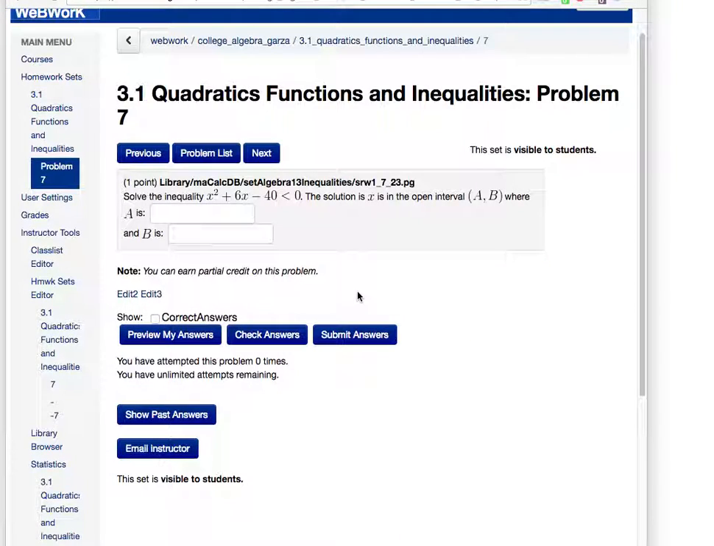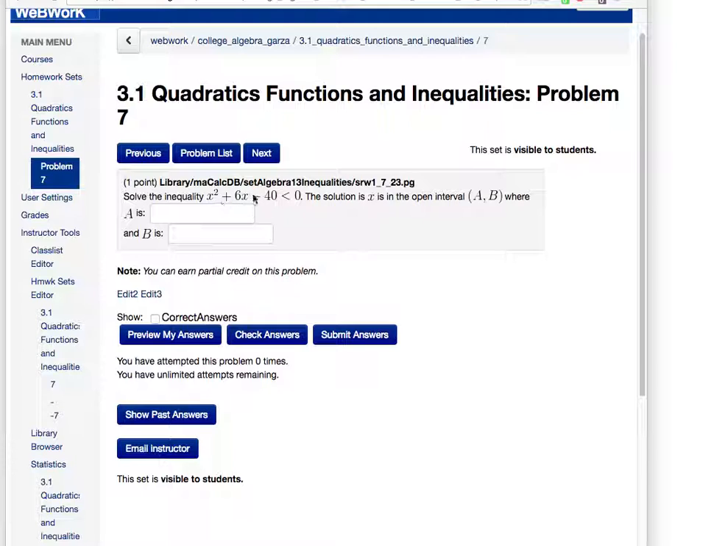This is a problem that a lot of you asked me about. It's problem number 7 from homework 3.1. In this case, we're trying to solve the inequality given here, and it gives us a hint about our solution. It's going to be an open interval, and we want to write the endpoints of the interval. So now, how do we solve this inequality?